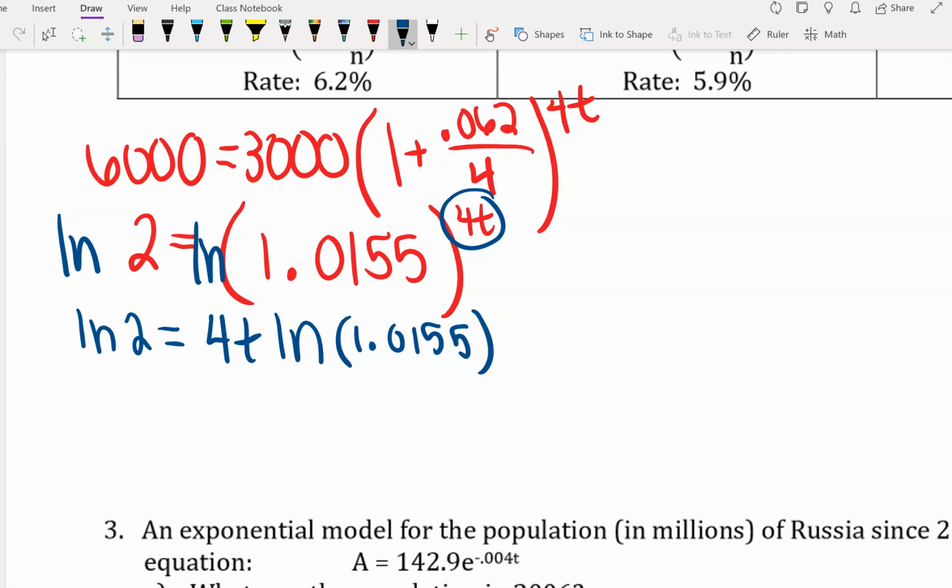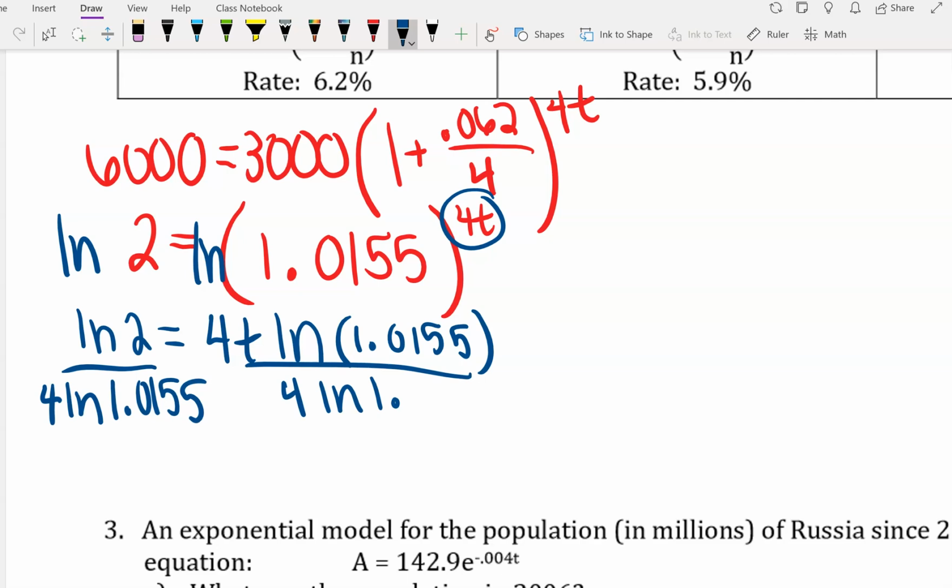Now, to get t by itself, I'm just going to divide by everything that's being multiplied by t right now. This is 4 times t times natural log of 1.0155. So I'm just going to divide by 4 times natural log of 1.0155 on both sides, and that will cancel out everything except for the t on that side.